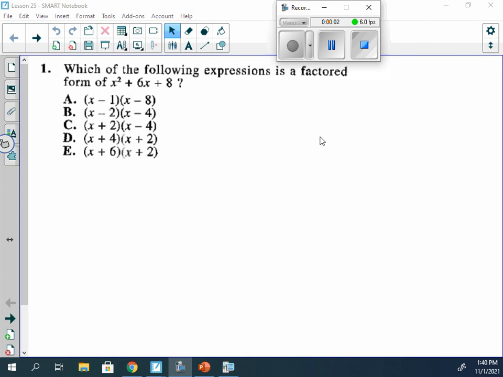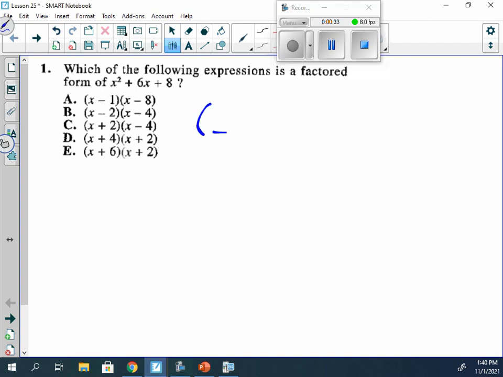Now, one of the biggest things with any of the quadratic equations or higher degree polynomial functions is finding the values to either factor it or find the solutions. Now, the answer choices will always help us in finding the overall answers. Now, the first one we're going to look at here is number 1. Which of the following expressions is a factored form of x squared plus 6x plus 8?